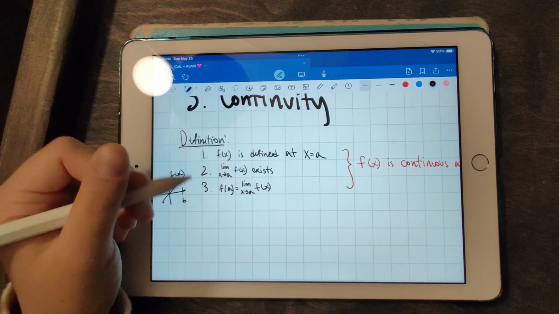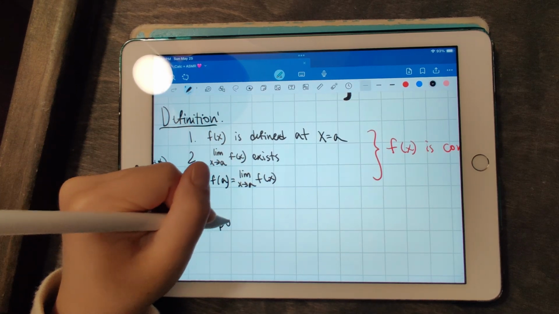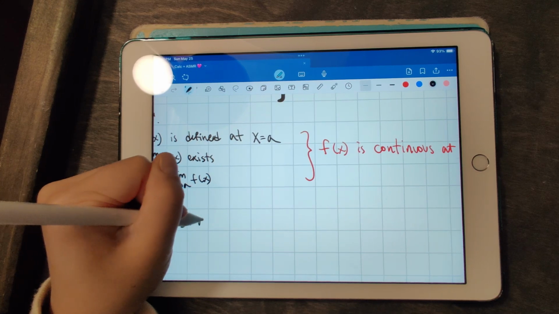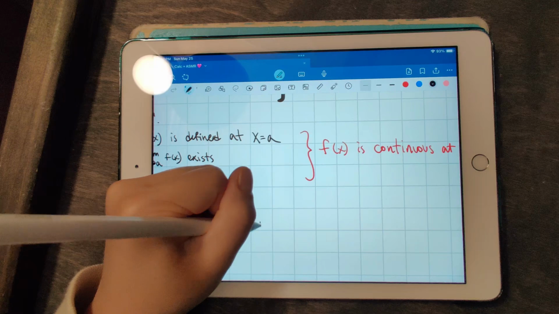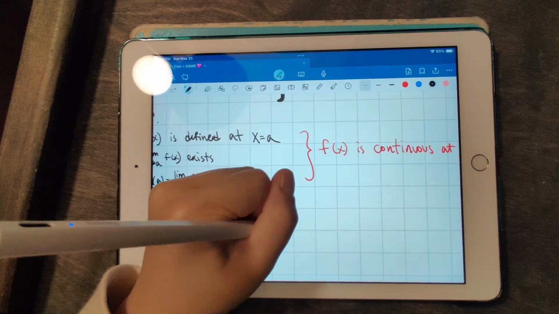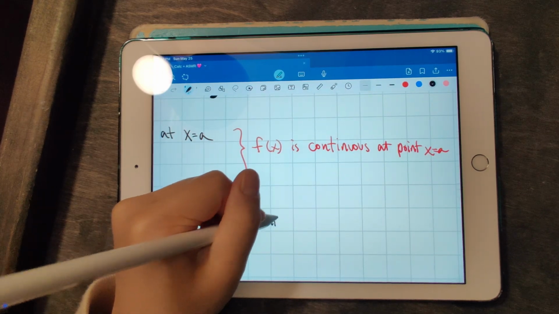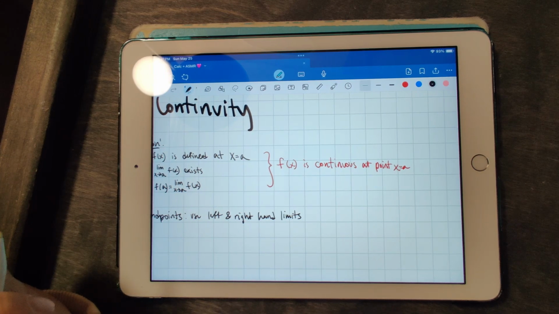So, to summarize the whole thing, for endpoints, we just need to use the left and right hand limits. Okay, that is the definition of continuity.